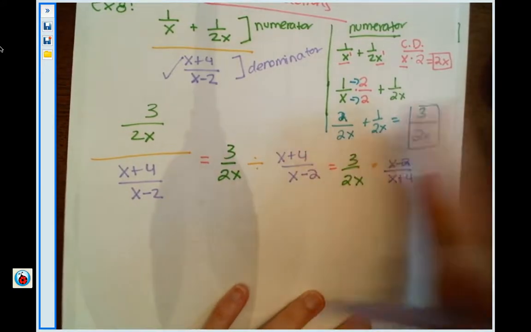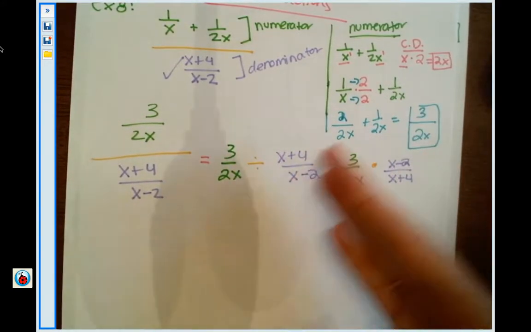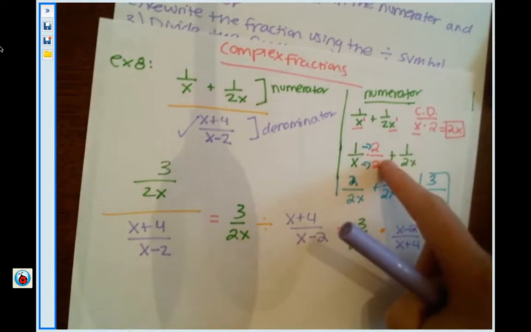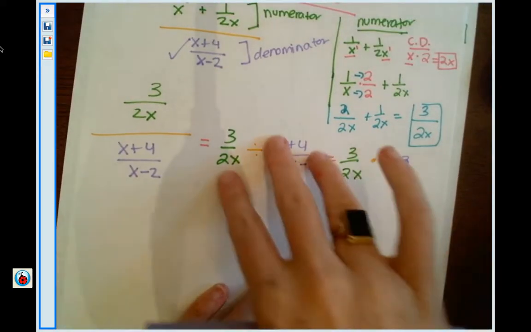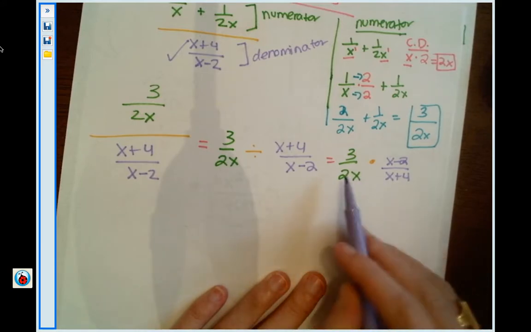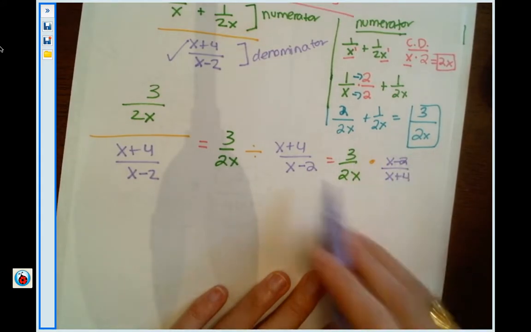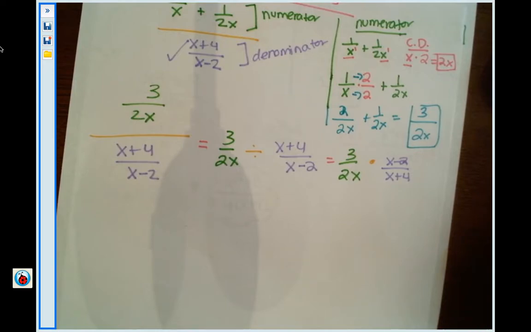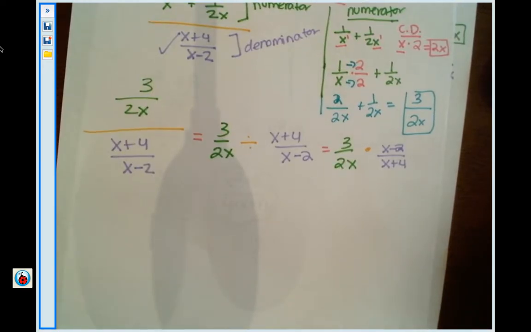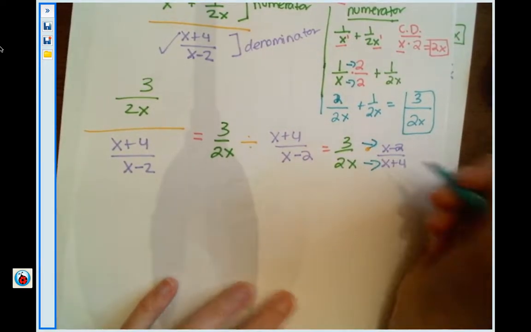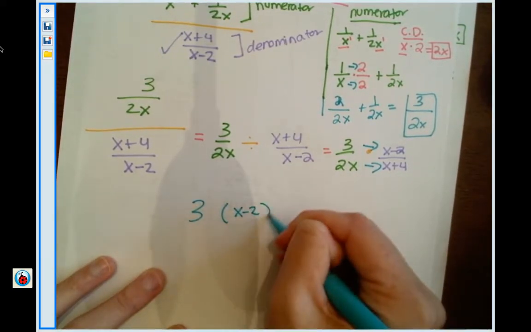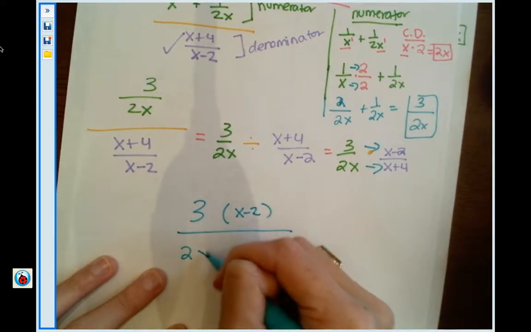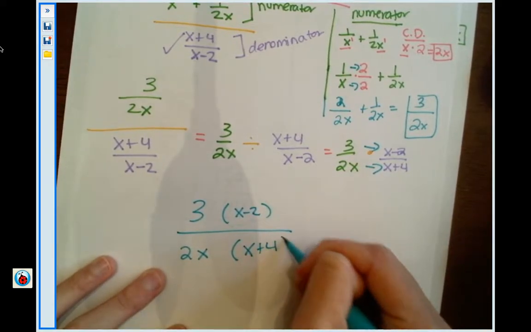Alright, guys, and remember, before we multiply, we try to factor all the numerators and denominators. Remember, when you add and subtract, you only factor the denominators at first, and then at the end you factor the numerators. But when you divide and multiply, you factor everything at the start. But I can't factor anything because they're already all degree 1, so that makes my life easier. So now all I have to do is multiply straight across. So this will be 3 times x minus 2 over 2x times x plus 4.